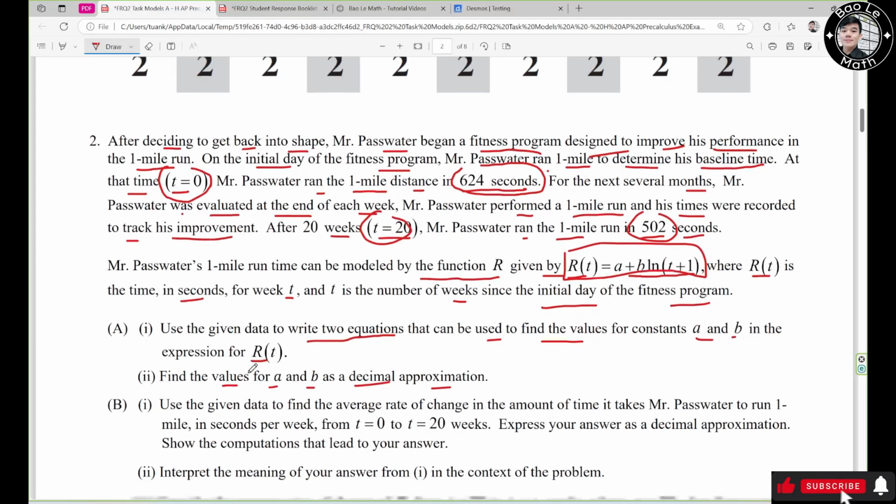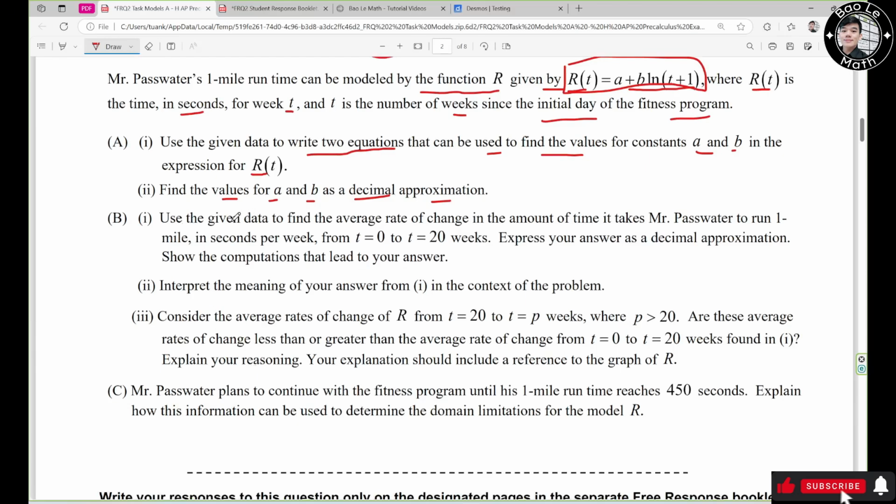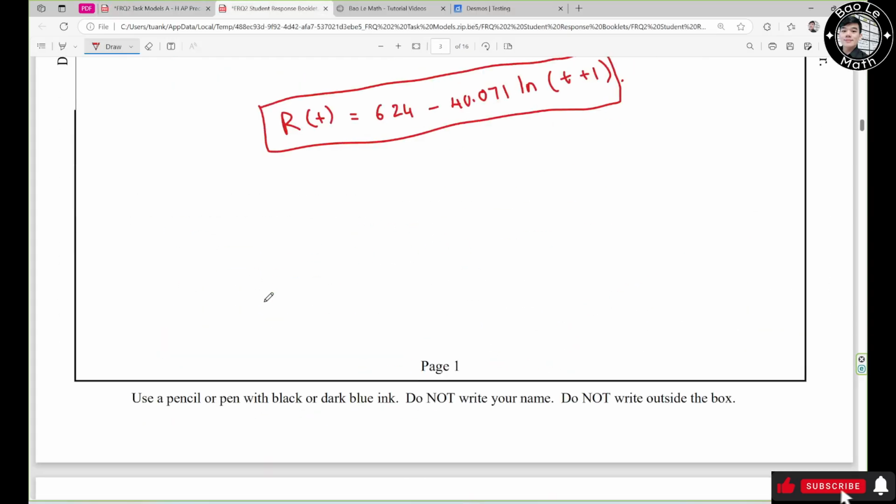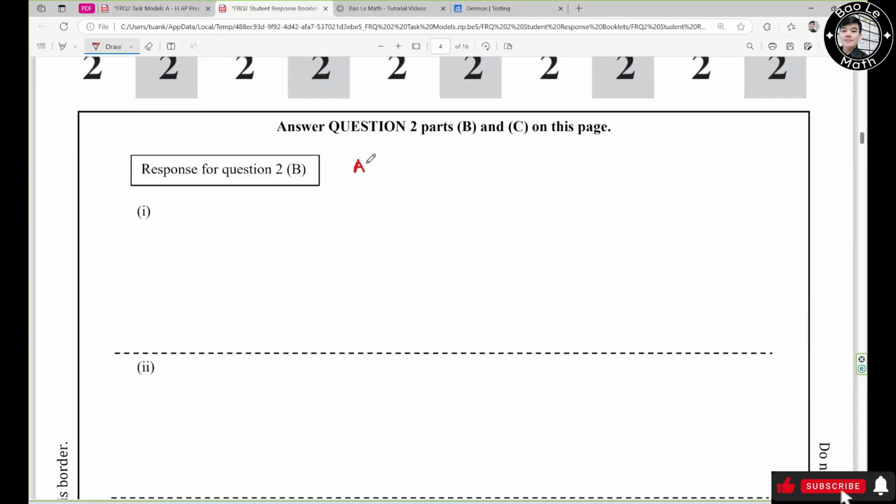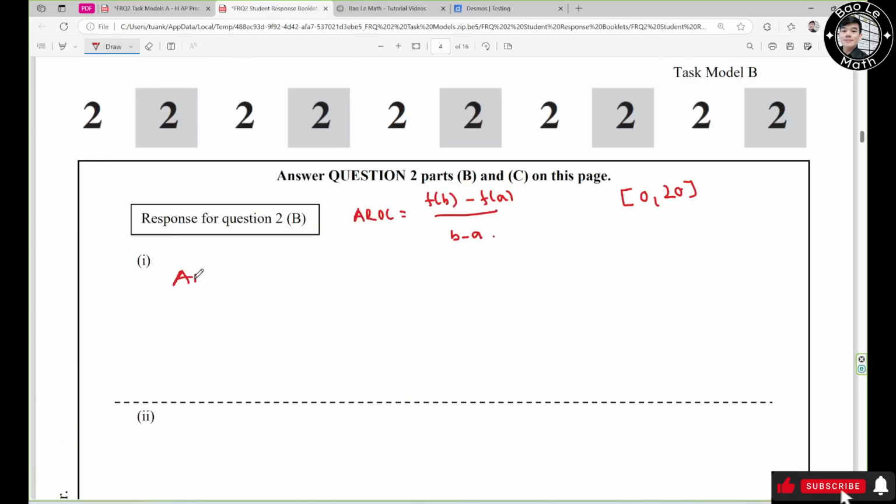Now let's move on to B 1I, and B 2I. Use the given data to find the average rate of change in the amount of time it takes Mr. Passwater to run 1 mile in seconds per week from t equals 0 to t equals 20 weeks, right? So you have the average rate of change formula. It's going to be f of b minus f of a over b minus a, right? You have the interval from 0 to 20, right? Which means a equals 0, b equals 20, right? Average rate of change equals R(20) subtract R(0) over 20 subtract 0.